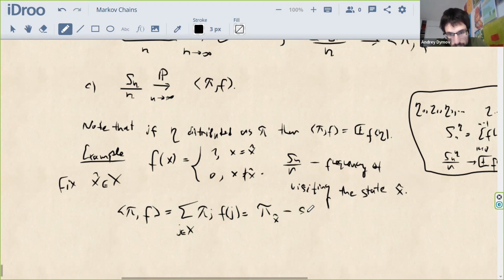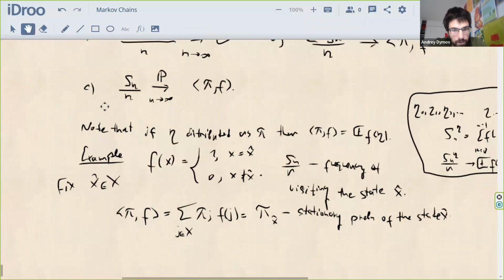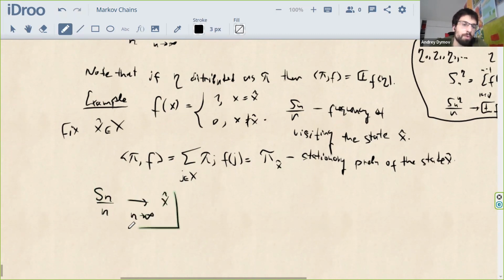And what is this? This is the stationary probability of the state x hat. And the law of large numbers affirms that the frequency of visiting the state x hat converges, when n goes to infinity, to its stationary probability.